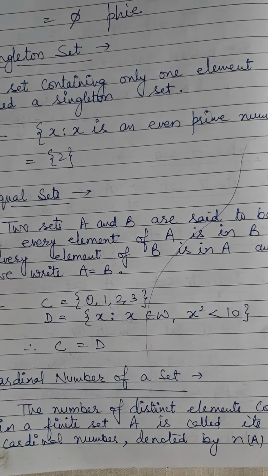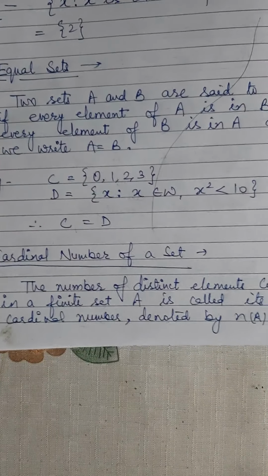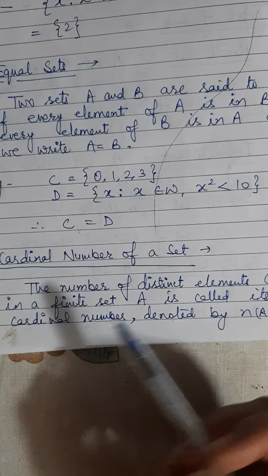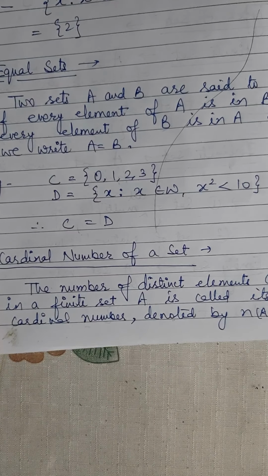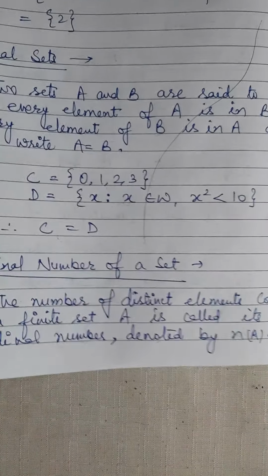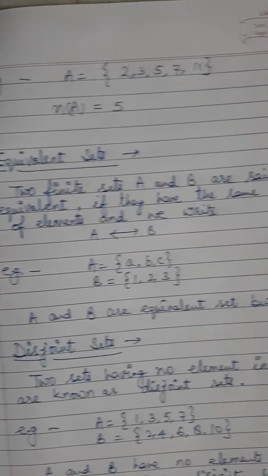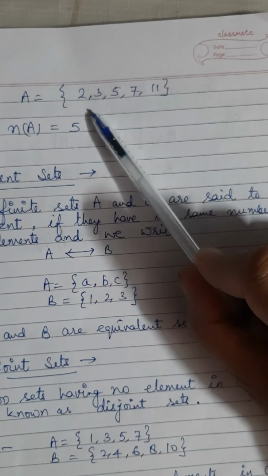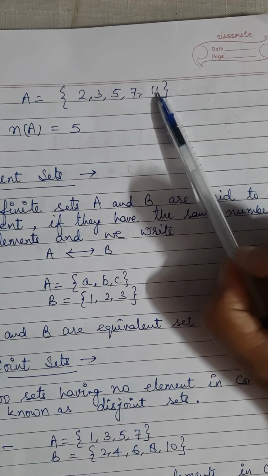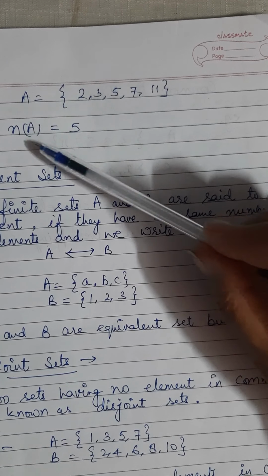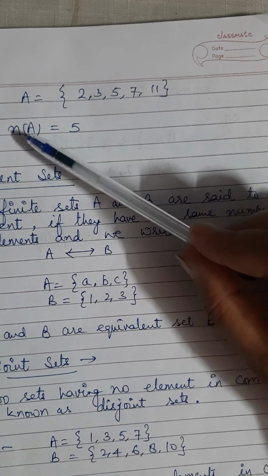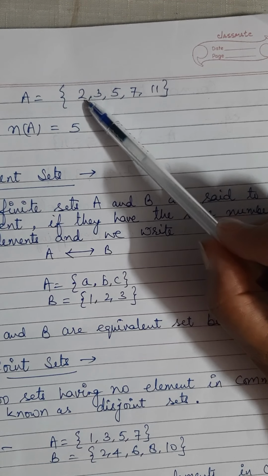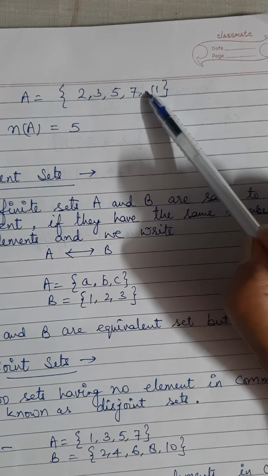Now the cardinal number of a set. What is the cardinal number of a set? The number of distinct elements contained in a finite set. Means the number of elements in a set is called the cardinal number of that set. You can see here by example, we have given a set A. It is 2, 3, 5, 7 and 11. These are the elements of this set, and then we can write the cardinal number like this: n(A) is equal to 5 because there are 5 elements in that set.